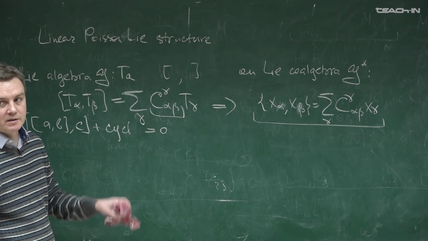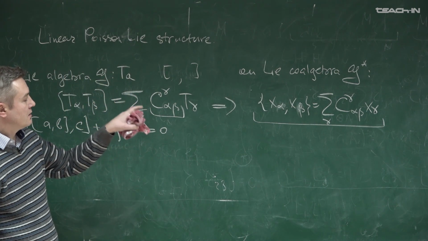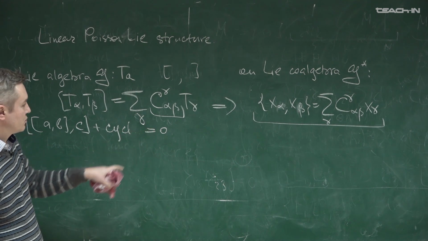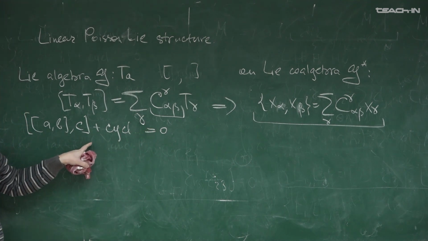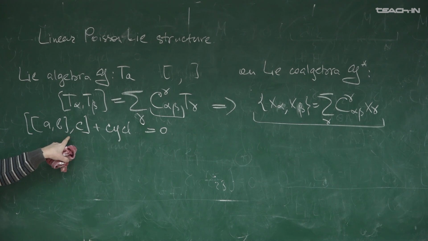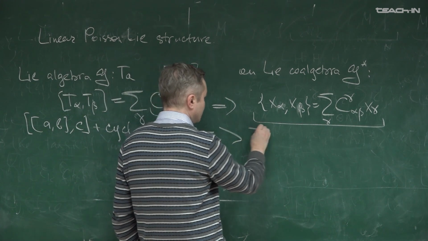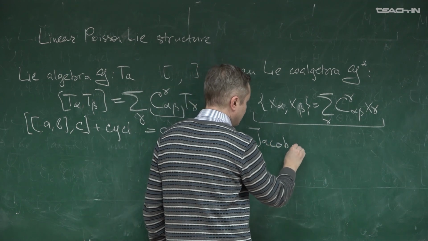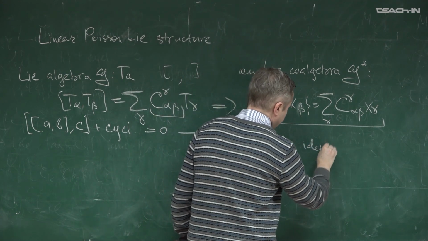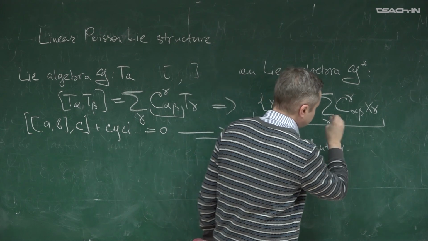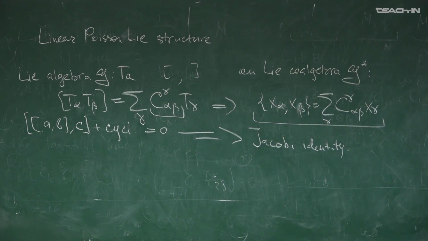And the Jacobi identity for Poisson brackets follows from the Jacobi identity for commutators in a Lie algebra. This Jacobi identity gives you the Jacobi identity here. So it's a very simple but very important fact. And this is what we are going to use.